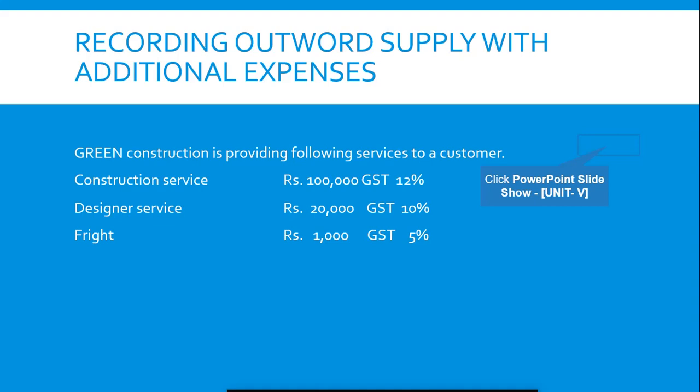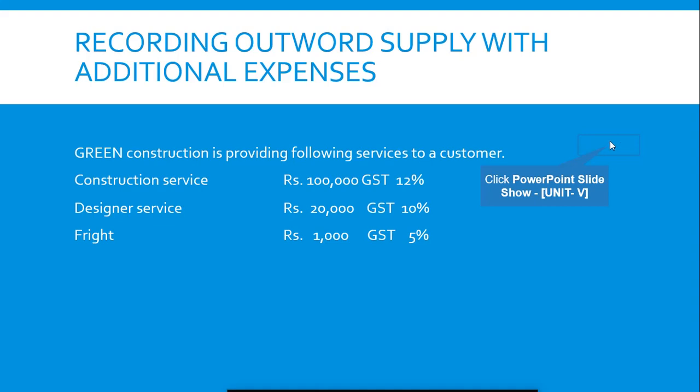So now I have taken one example here. One company, Greens Construction, is providing the following services to a customer. It is providing construction service for 1 lakh rupees, and the GST applicable is 12%. Designer service of 20,000, with GST applicability of 10%. In addition to that, freight charges. Here the freight charges are important, because freight charges of 5% are given.